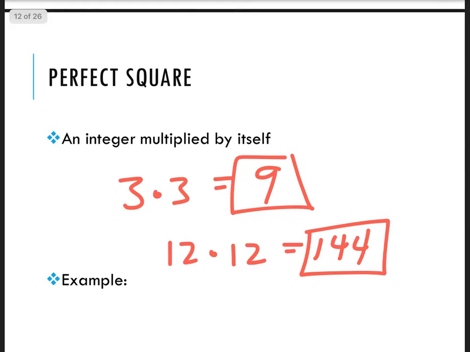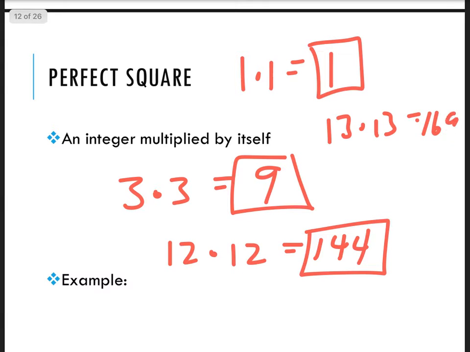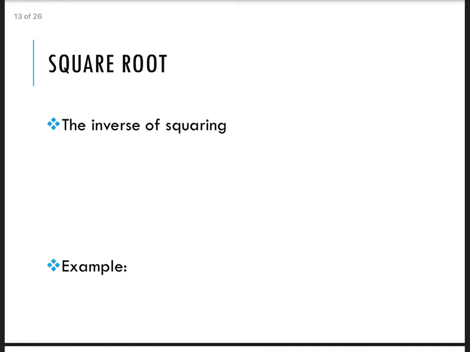So you can pick any number and multiply it by itself. You could take 1 times 1, right? And get 1. 1's a perfect square. 13 times 13 and get 169. 169 is a perfect square. Okay? Now the square root's the opposite of that.